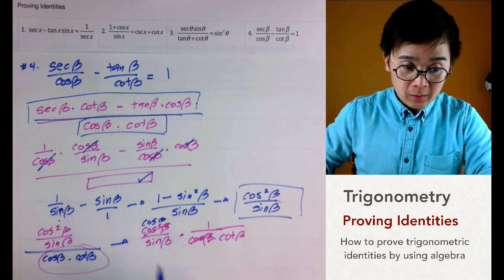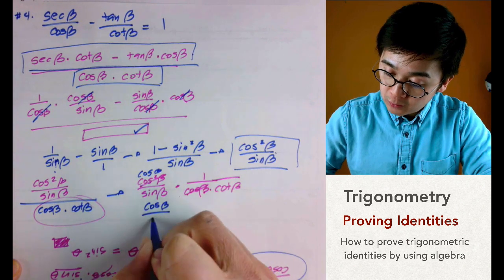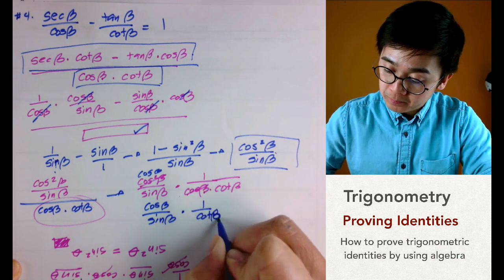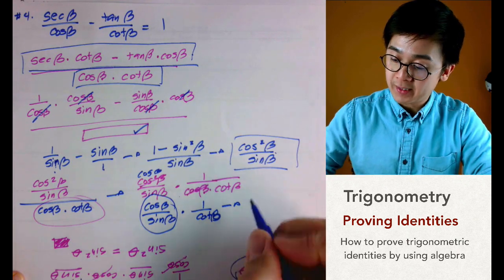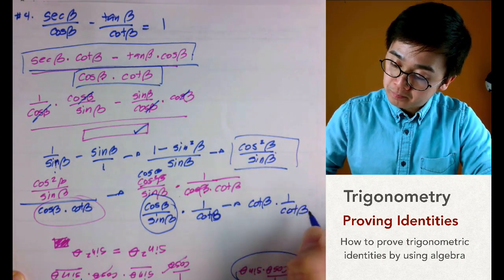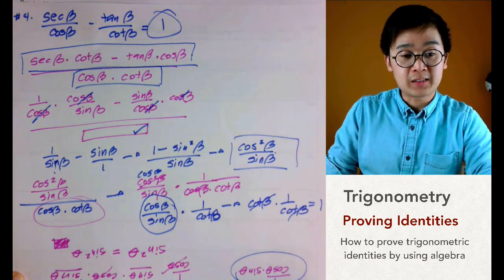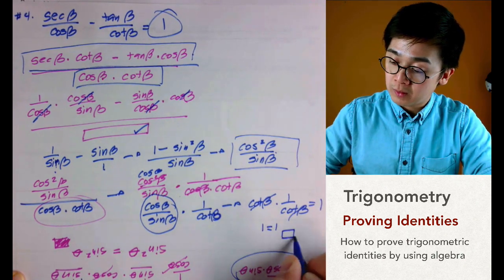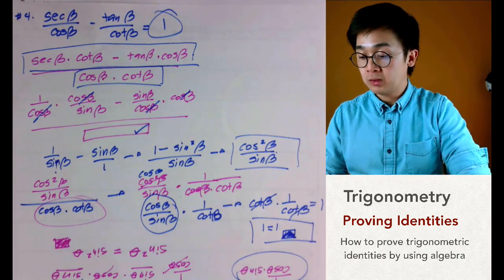So I have, hopefully we're almost finished, this is cosine beta all over sine beta multiplied by 1 over cotangent beta. Now we know that cosine beta over sine beta is cotangent beta all over this, and by cancellation we're left with 1, which is what the identity is. So we have 1 equals 1, and we're able to prove our identity. So that's problem number 4.